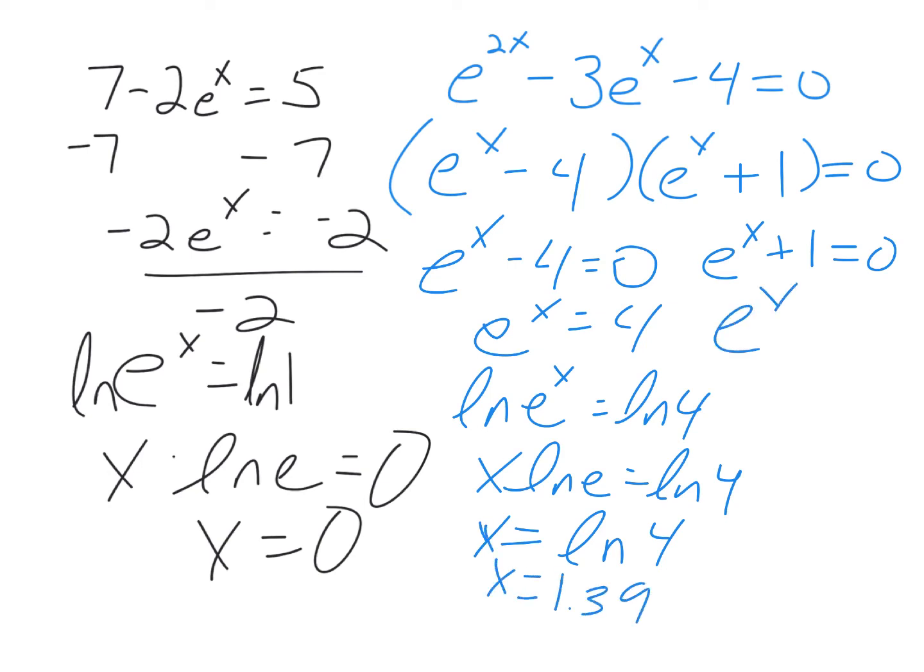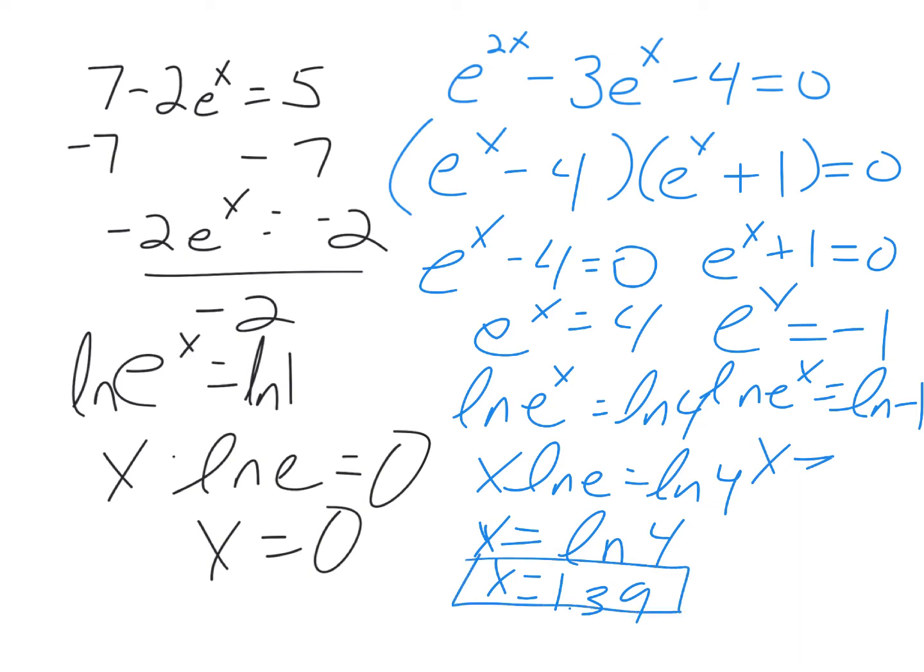And this one, e to the power of x equals -1. Ln both sides. What do you notice right here? You can't find the ln of a negative number. So this one does not work. The only answer for this is x equals 1.39.